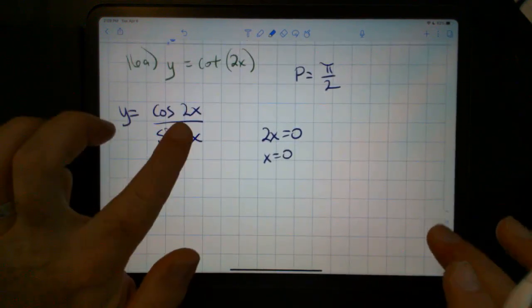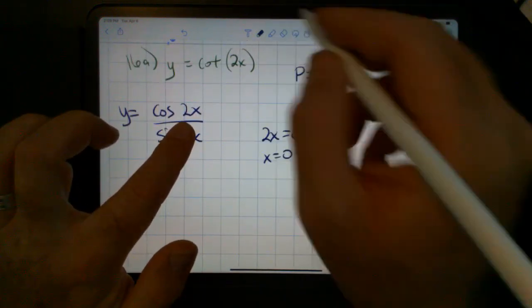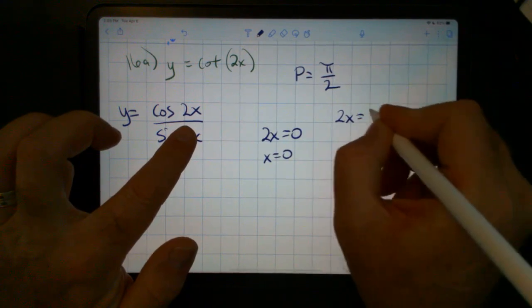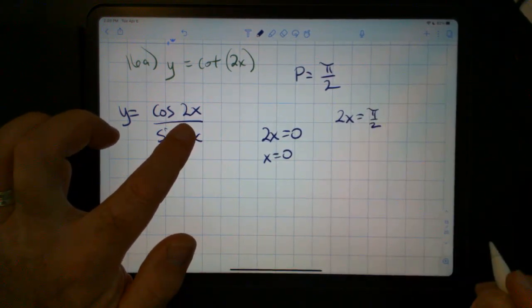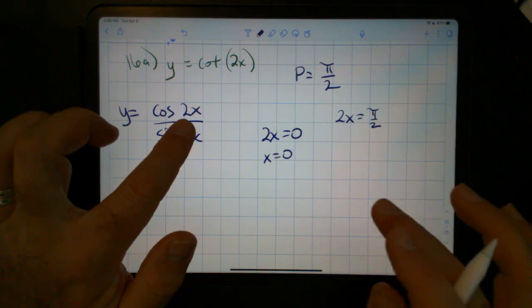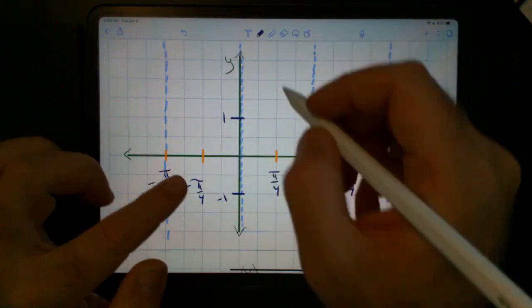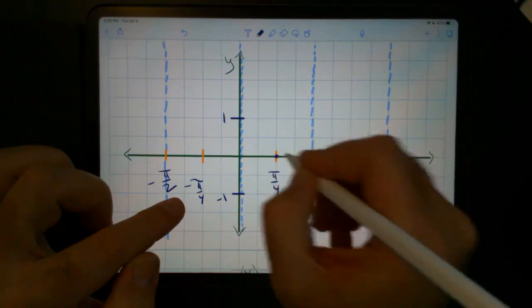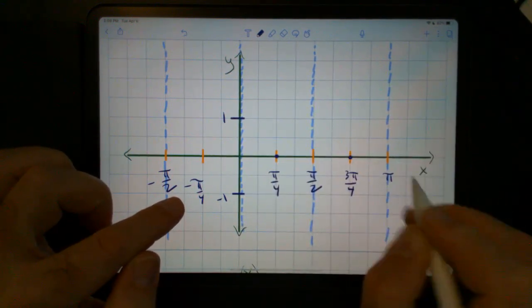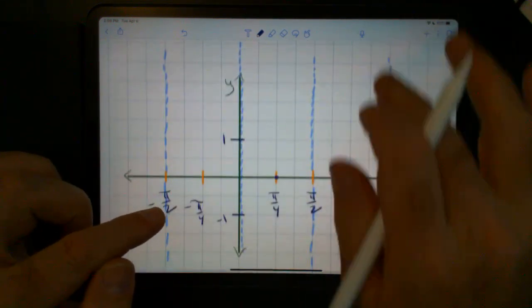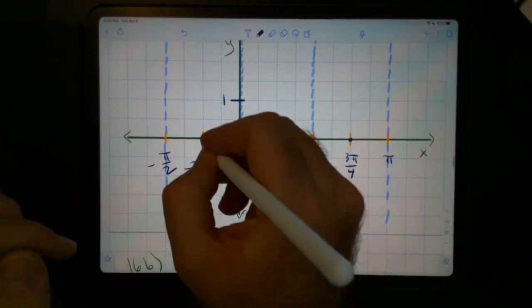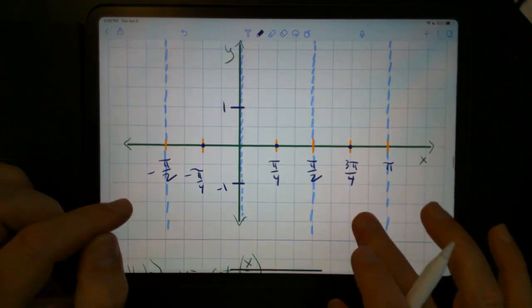And then when is the numerator equal to 0? Well, that is when we have 2x equal pi over 2, or when x is pi over 4. So when x is pi over 4 is going to cross the horizontal asymptote. Period is pi over 2, so it crosses there, there, and there.